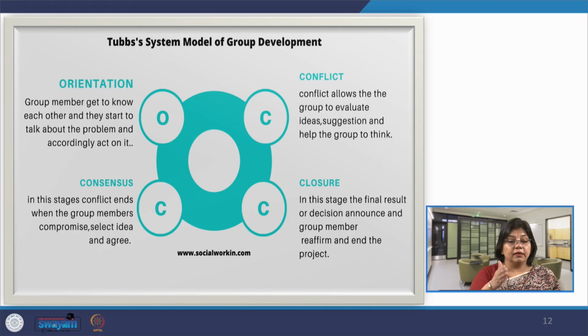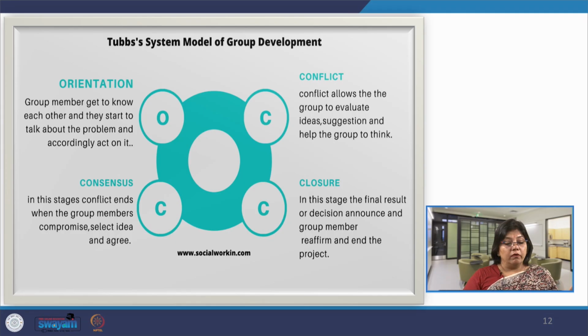Now, once the orientation stage is over, the group moves to another stage, that is conflict. So, this allows the group to evaluate ideas and suggestions and helps the group to think. Now, the point is that when the conflict arises, members tend to participate, evaluate the ideas and suggestions and help the group to think. So, here members do not have any intention to leave the group, but they have more desire to resolve the conflict and move on to become more functional.